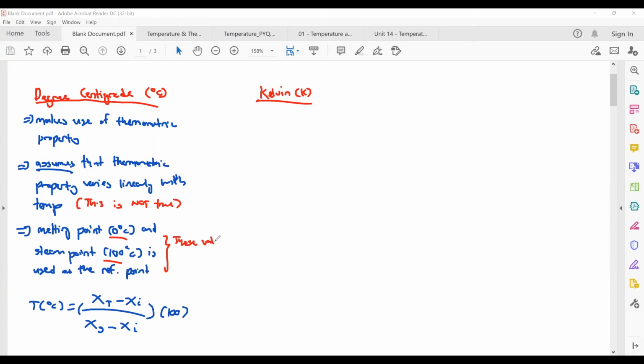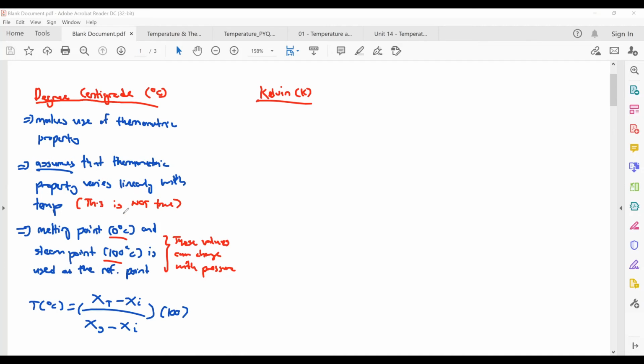These values can change with pressure. If you put your ice or your boiling water and you change the temperature a little, maybe you go up high into the mountain and then you try to melt ice and then you try to boil water, they do not exactly melt at 0 degrees, they do not exactly boil at 100 degrees. Okay, these values can change with pressure. So there's a problem with you using degree centigrade scale.